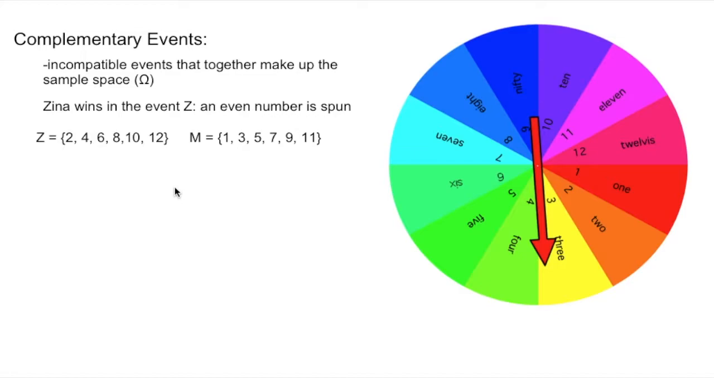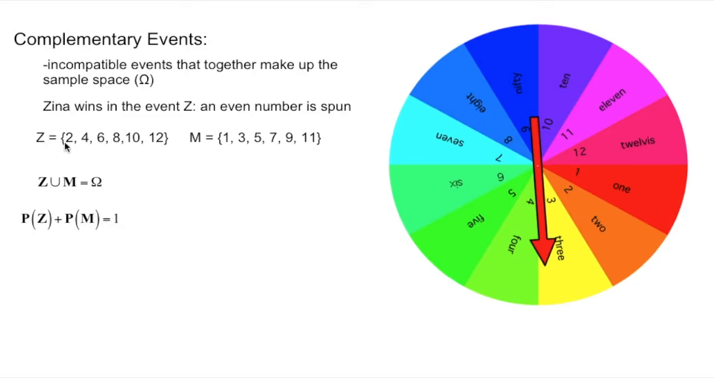They both can't win at the same time, and they both can't lose at the same time. If Zena loses, then Morgan must win. Together, they make up the whole sample space. Zena union Morgan, take them all together, you have the whole sample space. The probability of Zena winning added to the probability of Morgan winning has to be equal to 1.